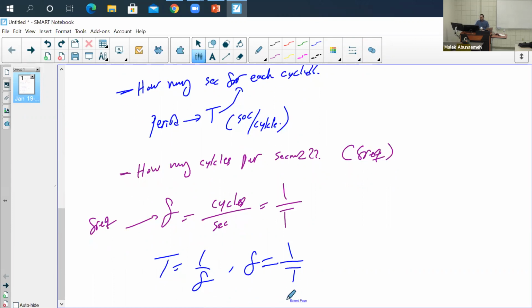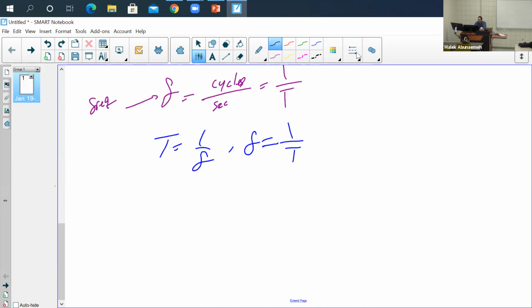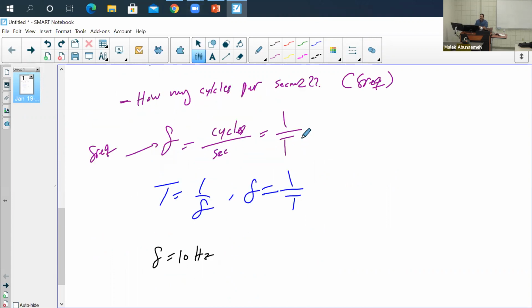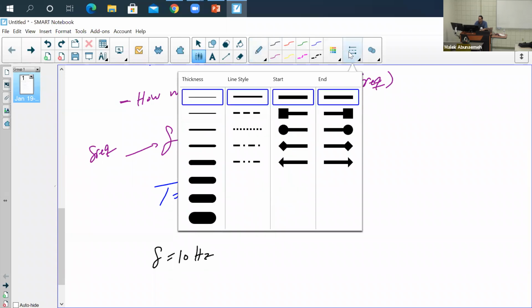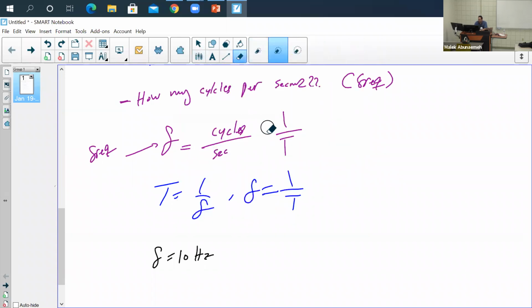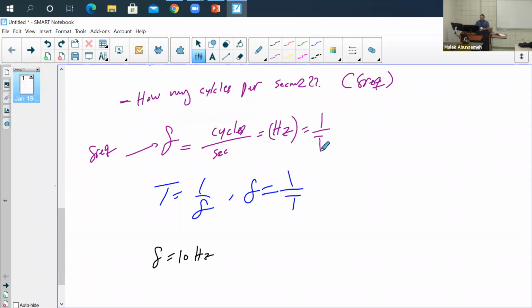Let's say, for instance, we have a frequency of 10 hertz. By the way, I totally forgot to mention that cycles per second is what we call the hertz, which is 1 over T. So your unit for frequency is the hertz. Now if your frequency was 10 hertz, that means your period is going to equal 1 over 10 seconds per cycle.